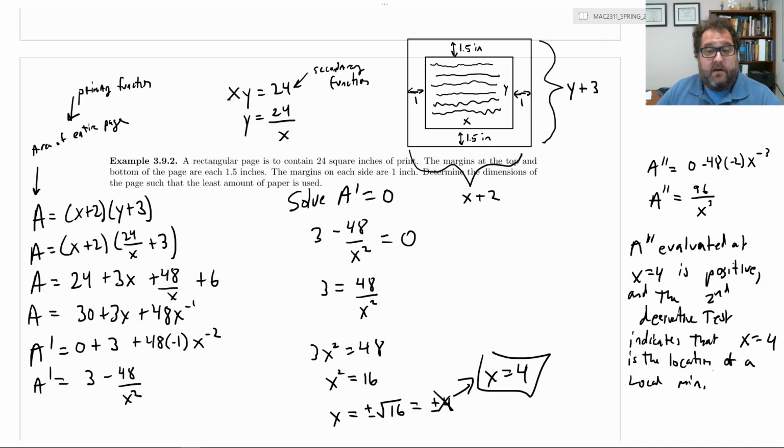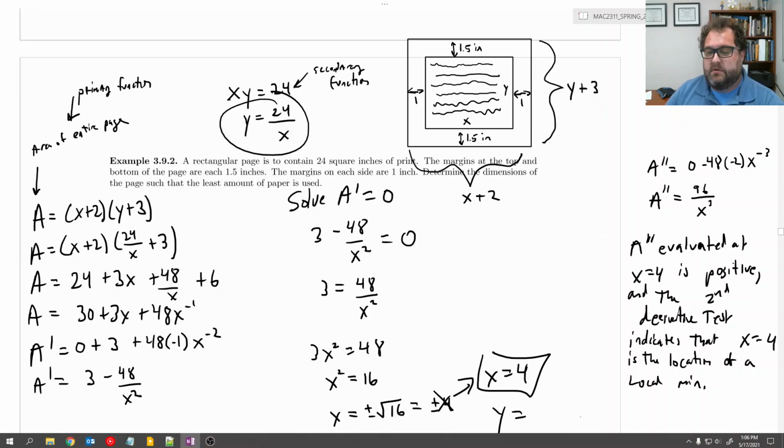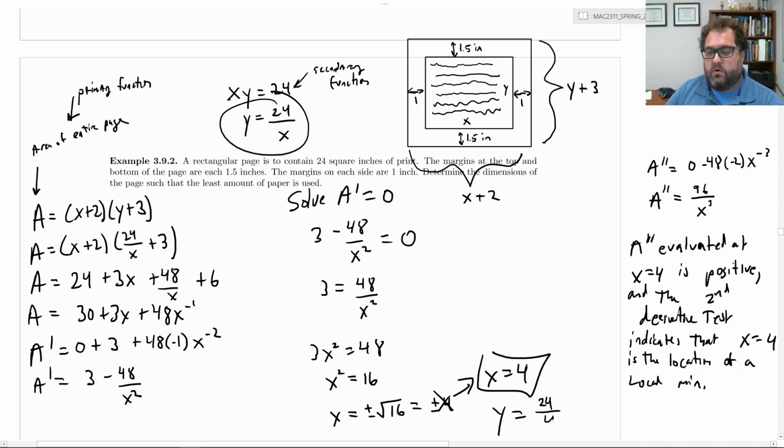Now that we've verified that, we can look to find our y value. So if we know x equals 4, then y equals what? y is 24 over x, so 24 over 4, just 6. So we get y equals 6.